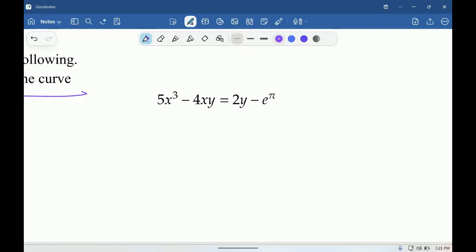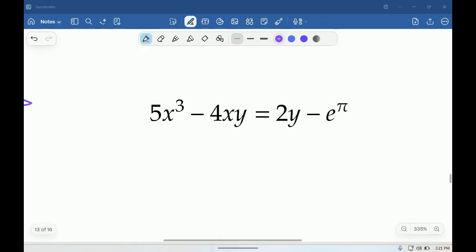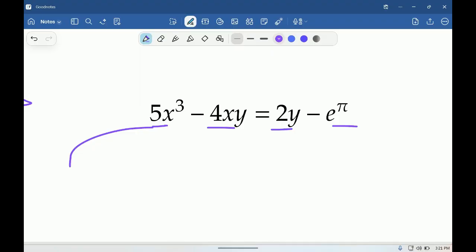First thing we're going to want to do for this problem is find the derivatives for each term. We have 1 term, 2 terms, 3 terms, 4 terms. For our first term, we have to remember the power rule. It's going to be 5 times 3 equals 15. 3 minus 1 equals 2. So this derivative is going to be 15x squared.